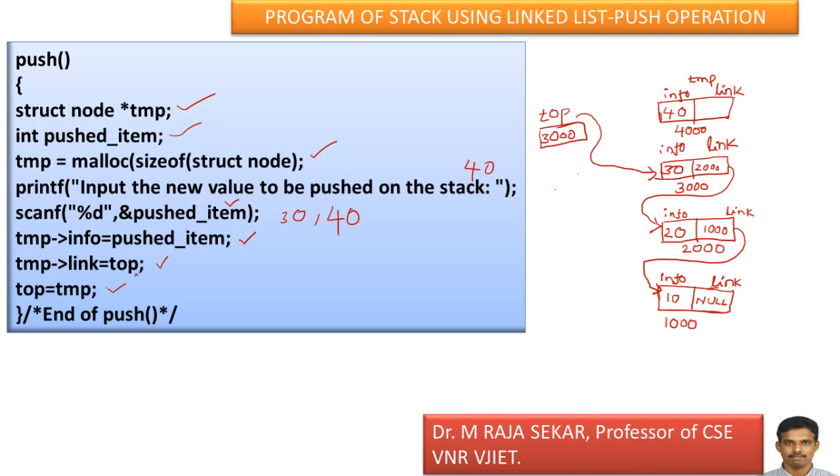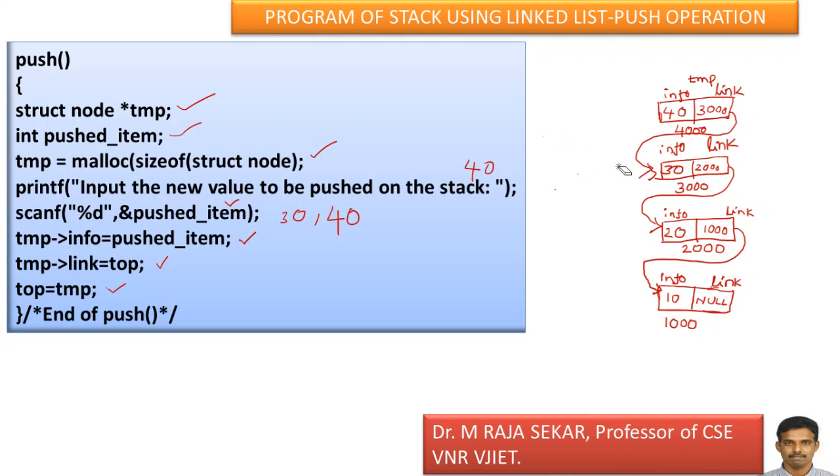TMP arrow link equal to top. This one is TMP arrow link equal to top. What is my top value? 3000. This must be 3000. Yes. TMP arrow link equal to top. Top equal to TMP. Top equal to TMP means what? What does it mean?